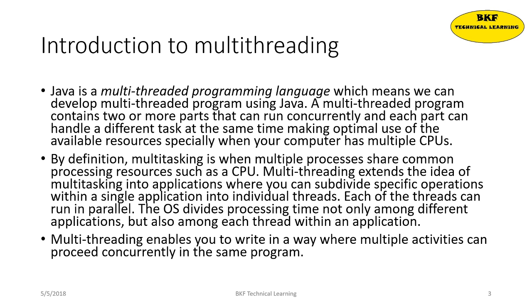By definition, multitasking is when multiple processes share common processing resources, such as a CPU. Multi-threading extends the idea of multitasking into applications where you subdivide specific operations within a single application into individual threads. Each of the threads can run in parallel. The OS divides processing time not only among different applications, but also among each thread within an application. Multi-threaded programming enables you to write in a way where multiple activities can proceed concurrently in the same program.